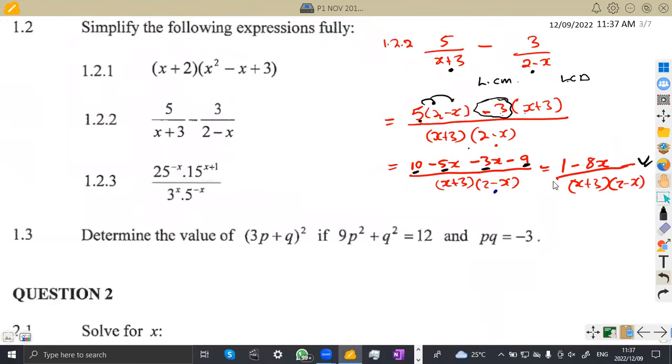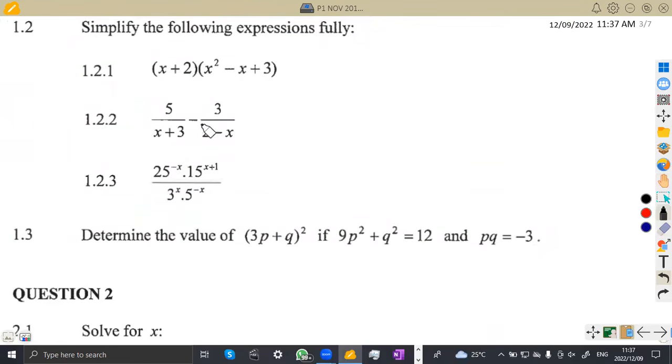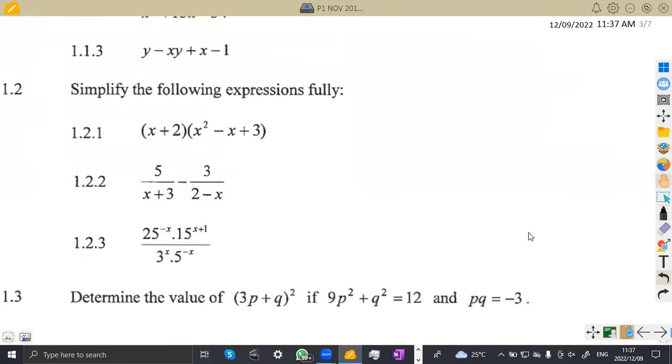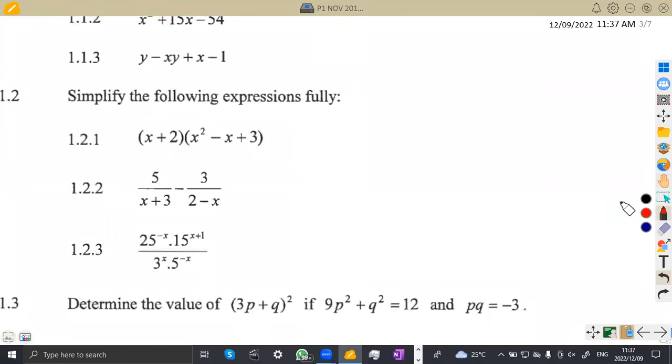All right, so let's check 1.23, where we are asked again to simplify the following expression. We have exponents that we are given. So from this space, we can just utilize this space here. That's 1.23, where we are given 25 to the exponent of minus x multiplied to 15 to the exponent of x plus 1, everything over 3 to the exponent of x by 5 to the exponent of negative x.